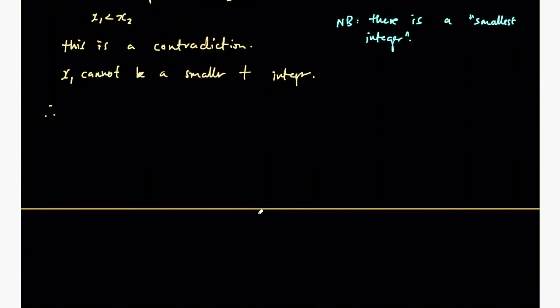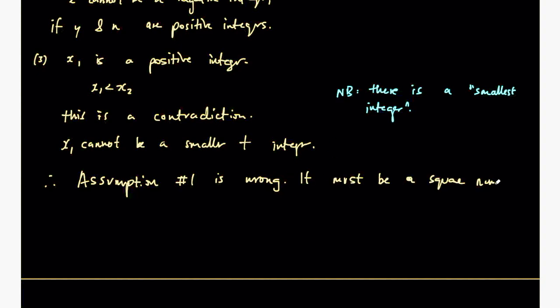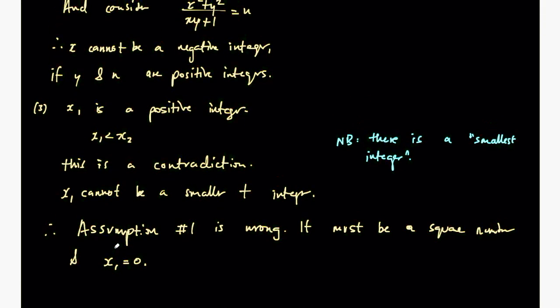Okay, so we can say therefore then, assumption number 1 is wrong. It must be a square number and x1 equals 0. Okay, we got there in the end. That is the full proof of this problem.